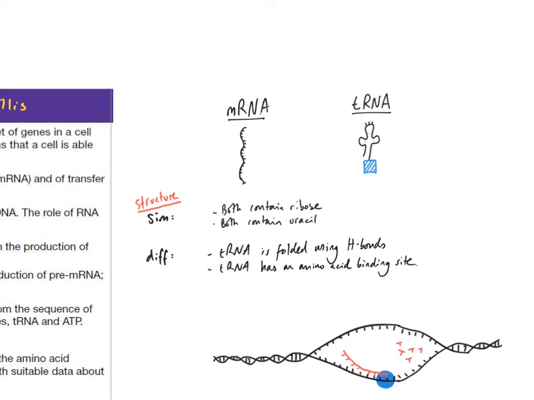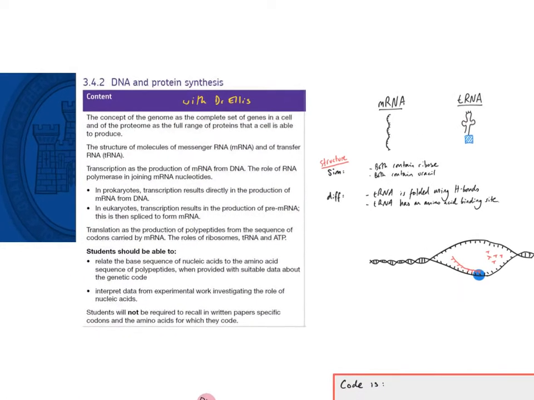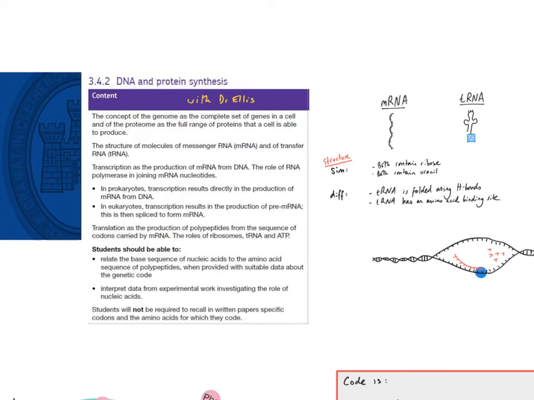Okay, so those are all similarities and differences between mRNA and tRNA. Let's scroll back to the syllabus. I've hopefully fulfilled the structure of molecules of mRNA and tRNA. Next is transcription as production of mRNA from DNA, the role of RNA polymerase. Then it mentions prokaryotes. I'm going to leave that for today and just look at the eukaryotes, about splicing. The prokaryotes is simpler, so if we learn eukaryotes, we can just remove things for prokaryotes. And then translation is the production of polypeptides from the sequence, the role of ribosomes, tRNA, and ATP.